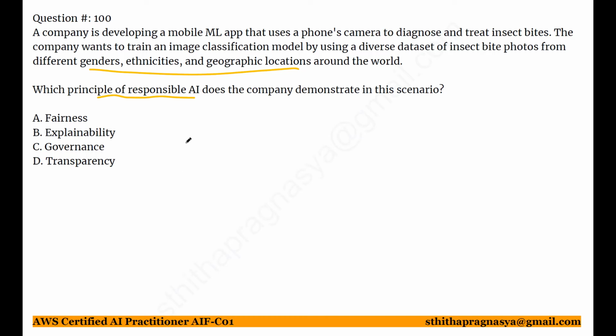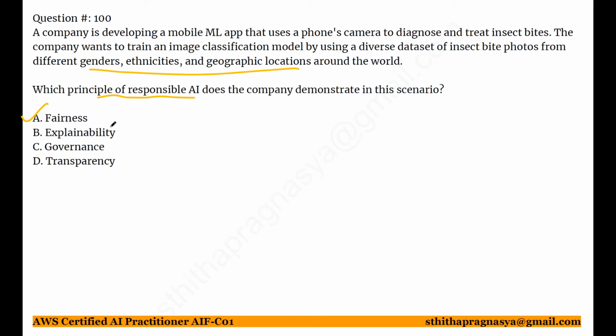So by using a diverse data set representing different genders, ethnicities, and geographic locations, the company aims to reduce bias and make the model equally effective for all users, regardless of demographic factors. This directly aligns with the principle of fairness. So yes, this is the right method to do. That is the principle of responsible AI, fairness. But I guess there are exceptions, I am assuming, as the company demonstrates fairness by ensuring inclusivity and reducing bias in the model.